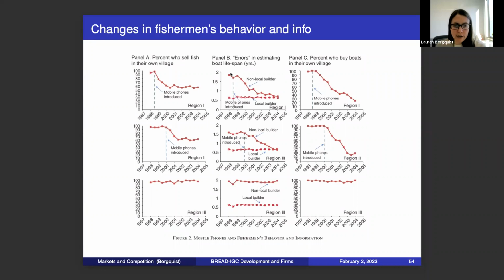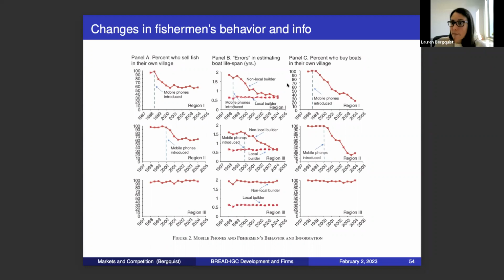You see a similar thing in region 1, but what happens when cell phones go in? Well, it looks like slowly over time, fishermen start getting better information about the non-local builder. And by the end of the period, it basically converges. So they're equally well informed. The error rate is the same between non-local and local builders. You see a very similar thing in region 2, right? Again, no pre-trend, but as soon as cell phones come in, again, this convergence of knowledge. Okay, so now fishermen are better informed about the quality.